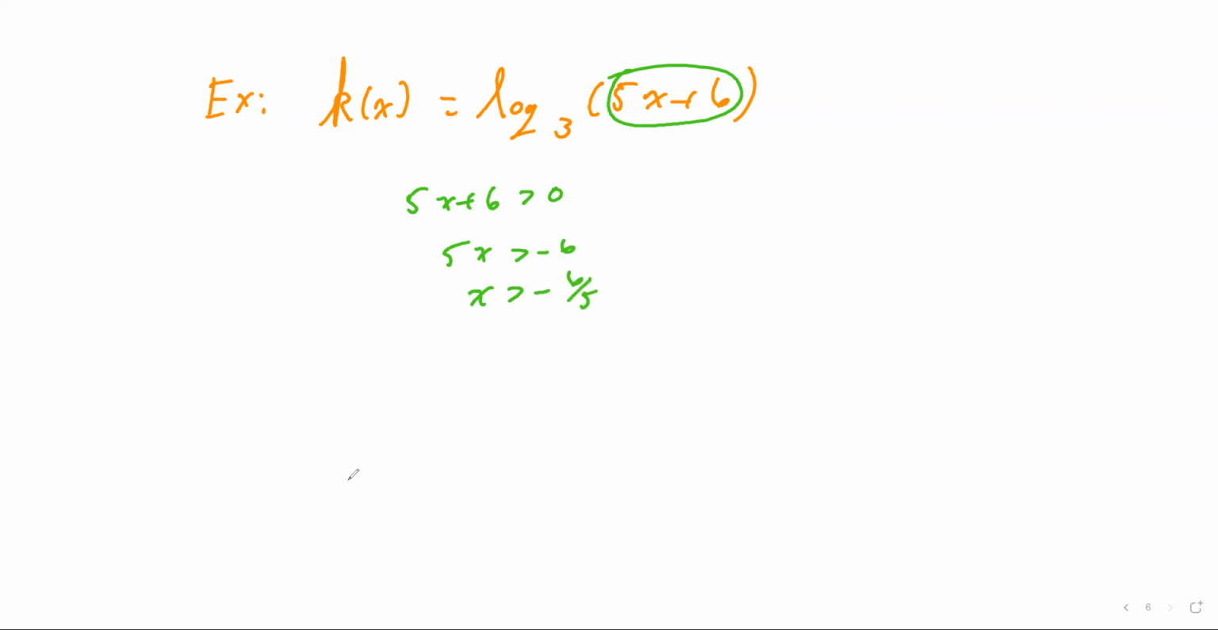We see x has to be greater than negative 6/5. So again, this would be negative 6/5, comma infinity, because it's everything greater than that. And there you go. There's your domain. Let's do just one more.